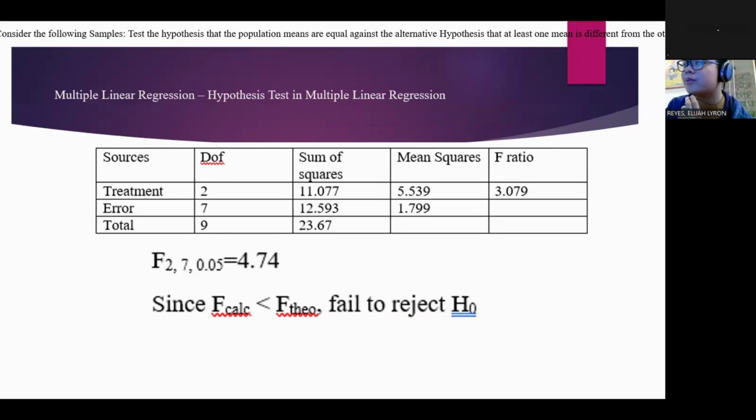So our sum of squares were given in the other table. Then using division, we then come up with the F ratio. And our F calculated is 3.079, while our F theoretical using the F table is 4.74. Since F calc is less than our F theoretical, we then fail to reject our null hypothesis H0.